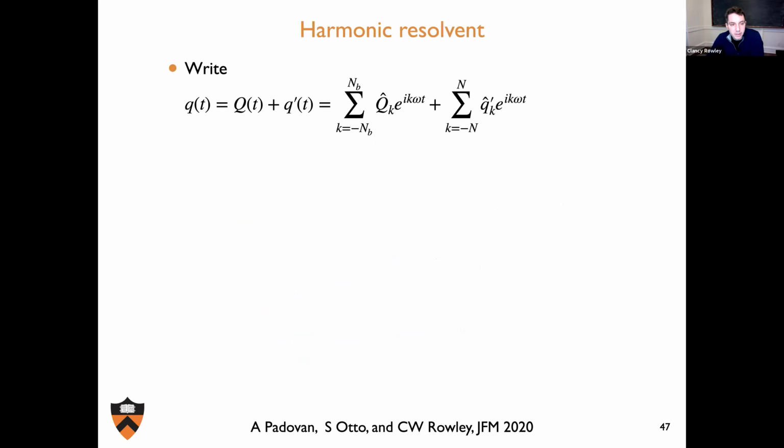So now instead of writing the full flow Q as a fixed base flow, capital Q, plus a perturbation, we'll let the base flow Q be periodic with some period. And we'll also consider periodic perturbations, Q prime. So we'll expand both of those in some Fourier modes. N_B is the number of Fourier modes in the base flow, and N is the number of Fourier modes in the perturbation. They might be different.